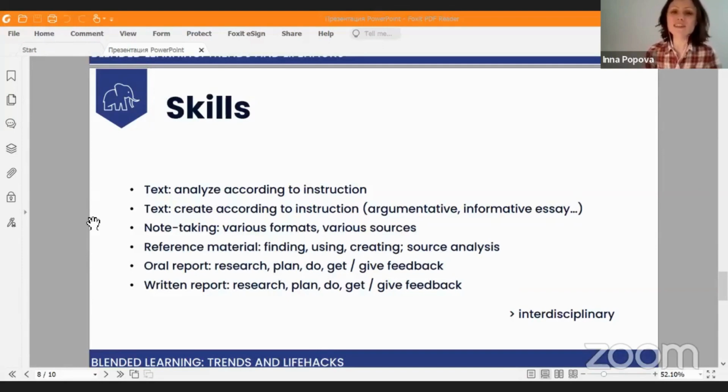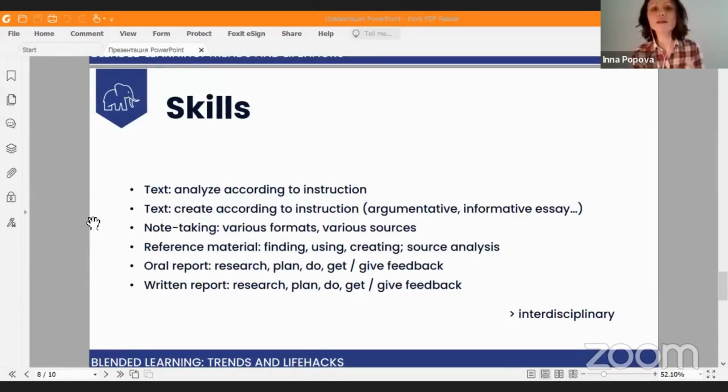are analyzing a text according to instructions. It can be a linguistic analysis, so for the Russian language subject, it can be done in literature. There will be different kinds of analysis. In history, a different kind of analysis. So different subjects can use the same skill. I mean, the students use the same skill in different subjects.